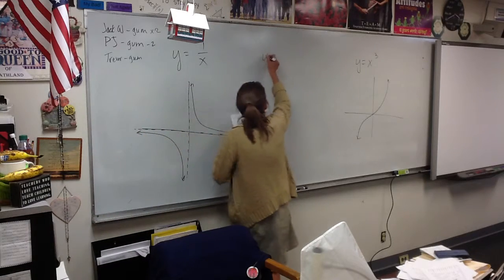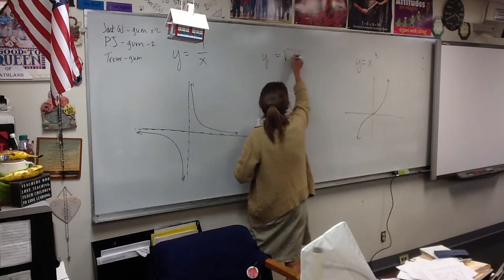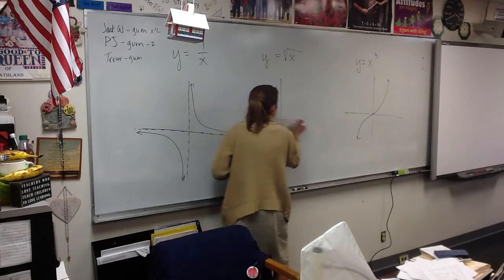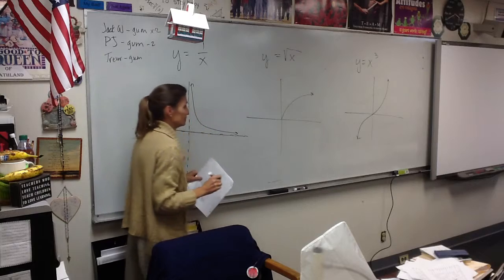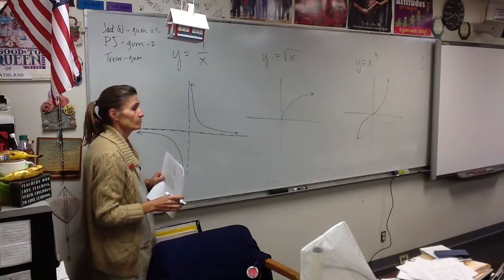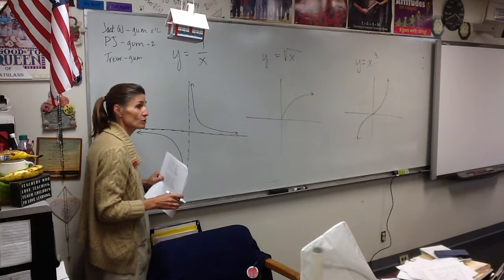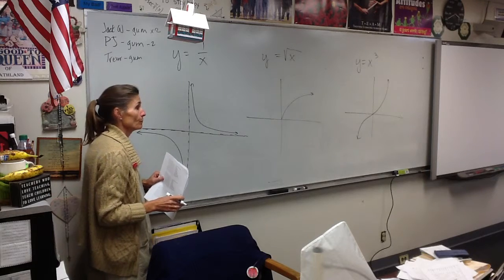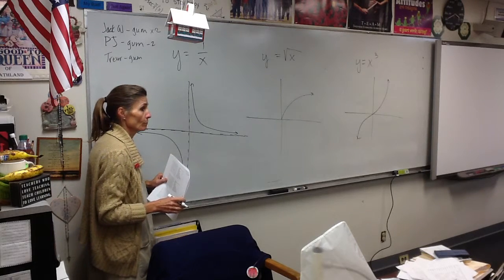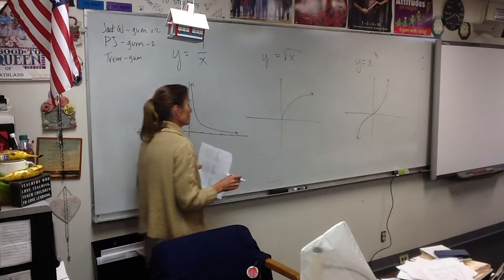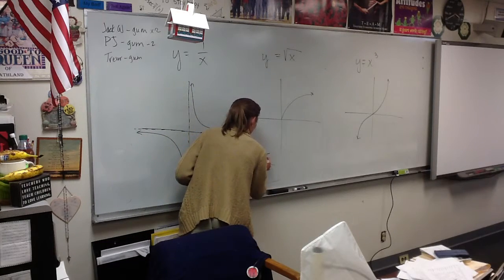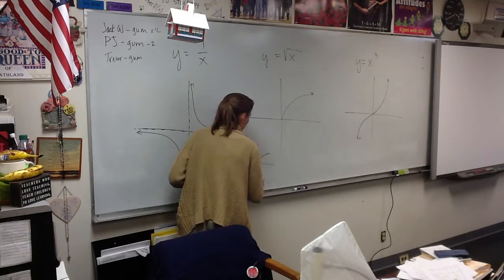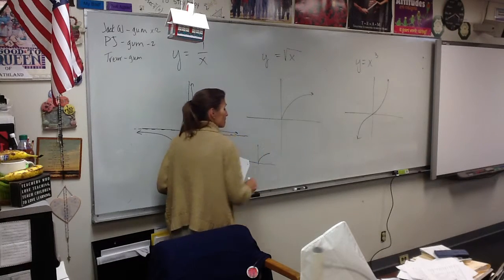Next, we have our square root function, and it looks like this. That's our square root function. If you're having a hard time with that shape, think of a parabola opening sideways, only just don't have the bottom part. That's the shape of it.